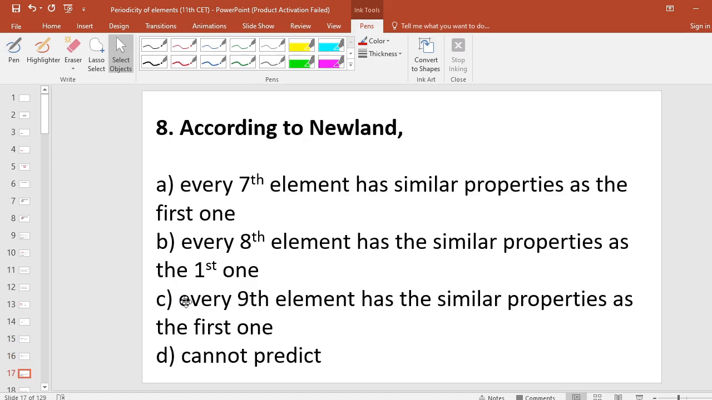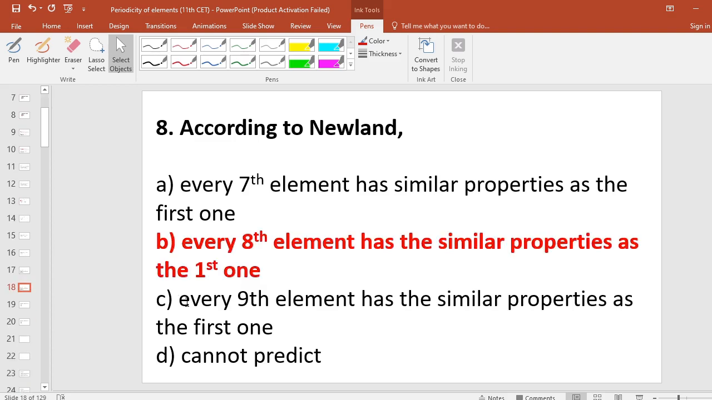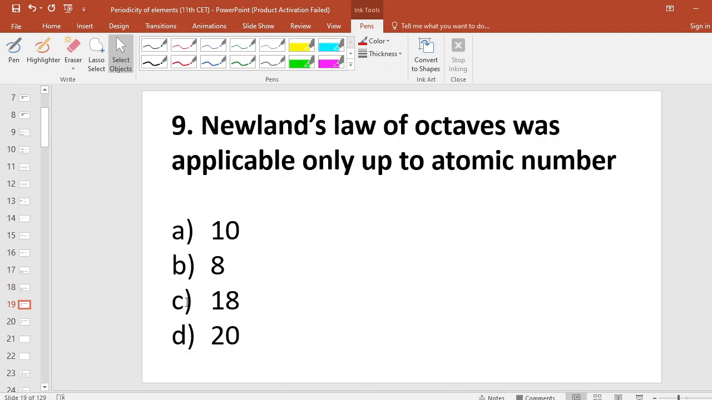Next one, according to Newland, all of you know this, answer is B. Every eighth element has similar properties as the first one. Next one, the Newland's law of octave was applicable only up to atomic number. This is also a very easy one. Up to atomic number 20, that is up to calcium.